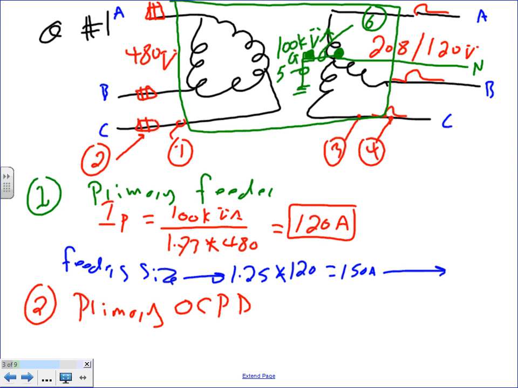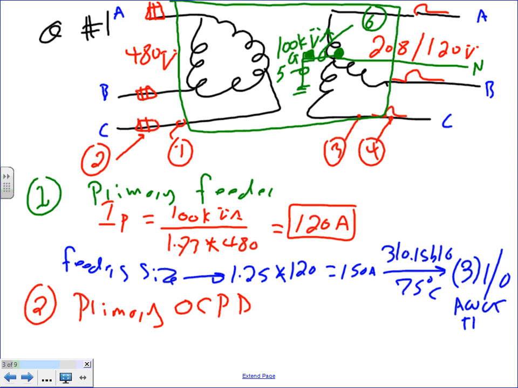And make sure you take this one to 310.15(B)(16) under the 75-degree column. And that will get you 3 conductors at 1/0 AWG. Let's assume it's inside, so THHN.